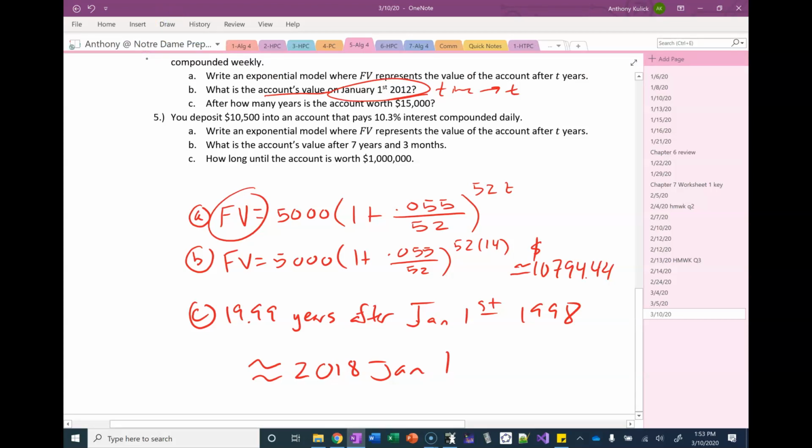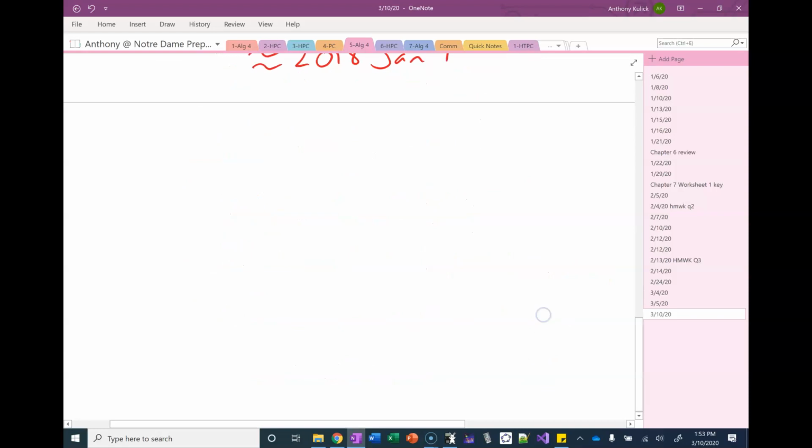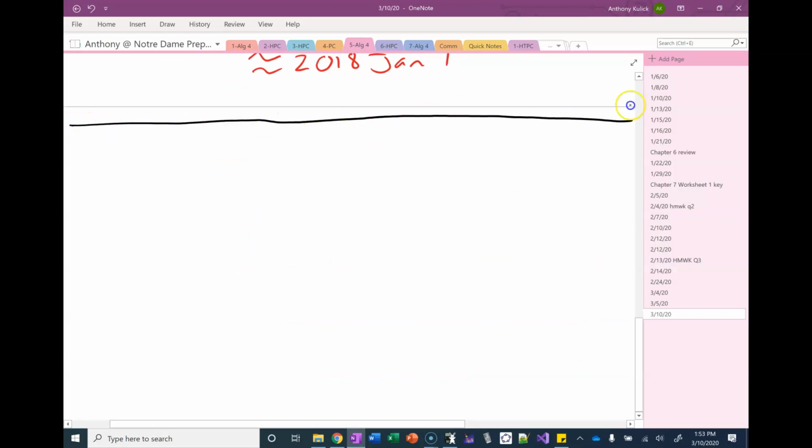Other questions on these kinds of problems? Okay. Next topic then is we're going to talk about the natural base. And the symbol we use to represent that number is the letter E.